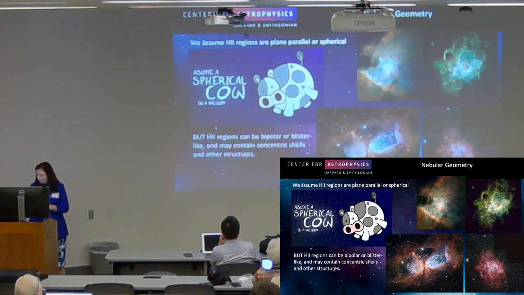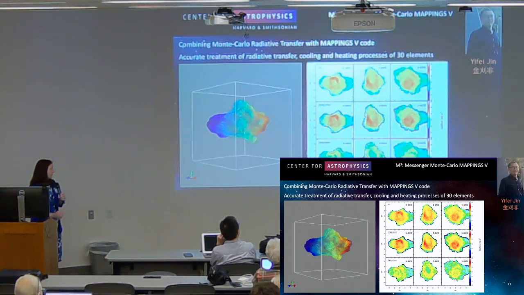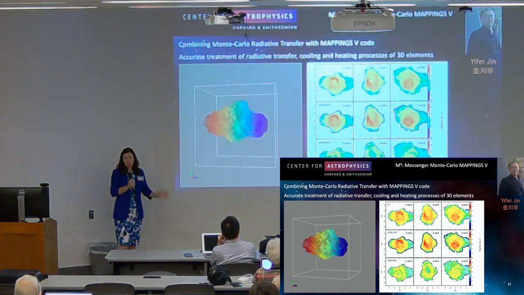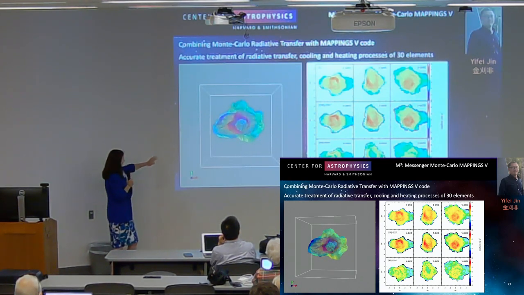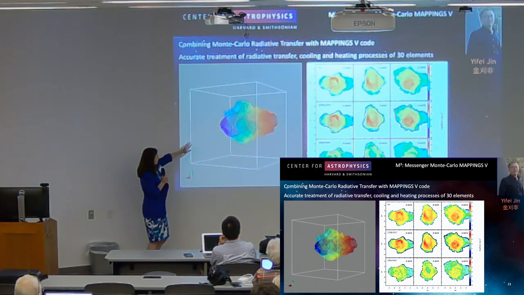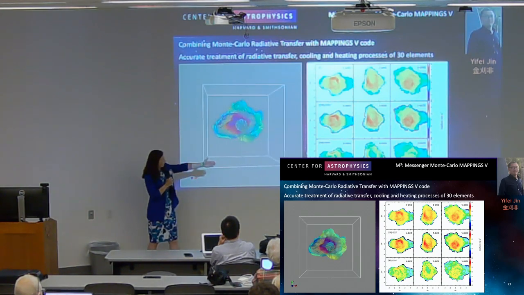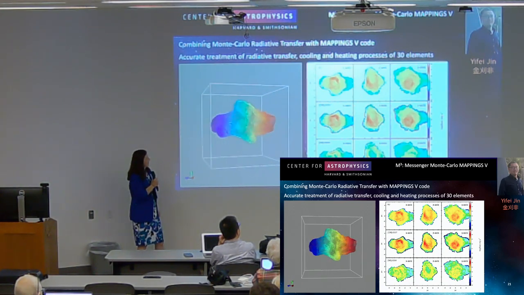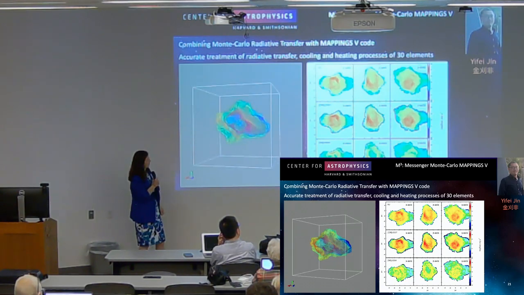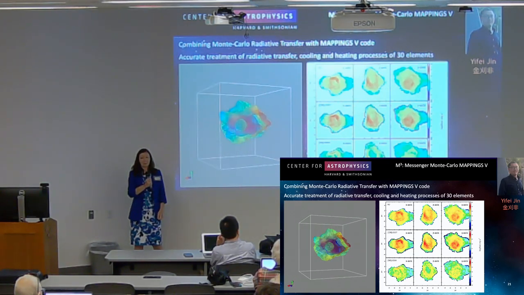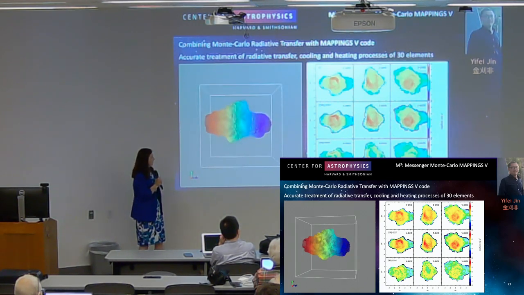And so over the last few years, we've been developing detailed Monte Carlo photoionization models towards an accurate treatment of the radiative transfer, cooling and heating across all the 30 elements. And so this is one of our models, and we're just doing a 360-degree zoom around of this model. And on the right-hand side, there are cuts in different planes, and you can see the emission lines in those. So the top shows H beta, the middle shows oxygen 3, and the bottom shows N2. You can see you have quite different distributions for each of those emission lines in the nebula.